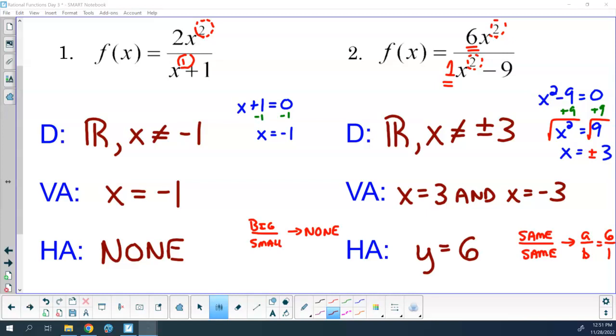Okay? And then since the degree of the top was 2 and the degree of the bottom was 2, that's the same, 2 is equal to 2, so then we're looking at A over B. A is on top, the lead coefficient is 6. B is on the bottom, the lead coefficient is 1. 6 over 1 is 6. So the horizontal asymptote is y equals 6.